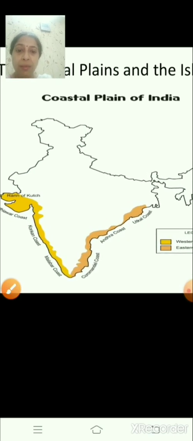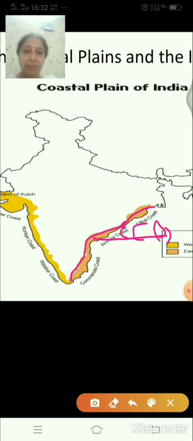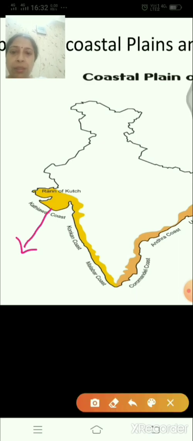Next is eastern coastal plain. See here, you will put a dot and then you will draw an arrow, eastern coastal plain. Clear? Same way, this is the Gujarat coast. So you will put a dot, then you will draw an arrow, then you will mark the place. The same way you will mark the other places, the Konkan coast and the Malabar coast. Is it clear, students?